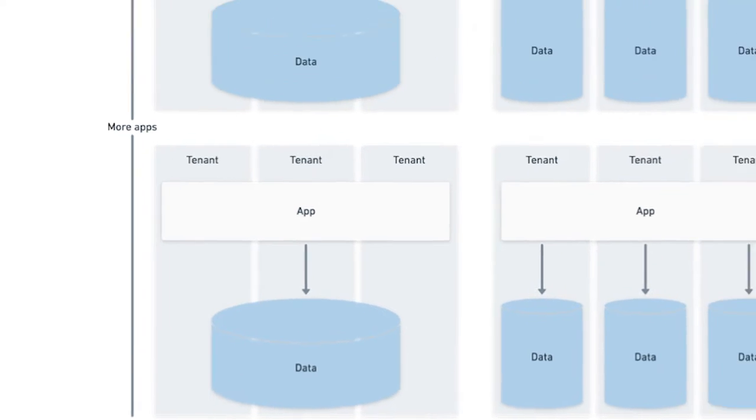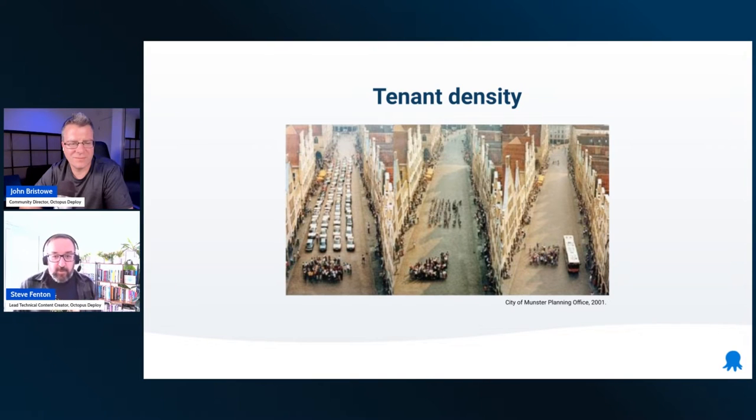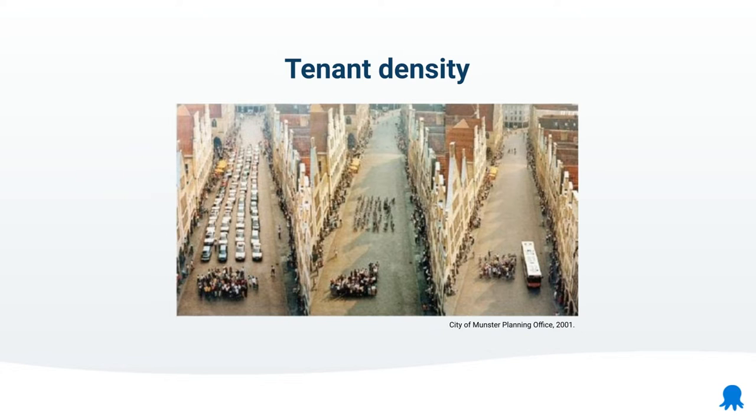And then the top right corner, this is kind of complete isolation, which traditionally isn't called multi-tenancy. It's like the antithesis of multi-tenancy. We're kind of hoping that we can challenge that view a little bit. That's kind of where our white paper comes from. So I suppose I want to talk a little bit about tenant density.